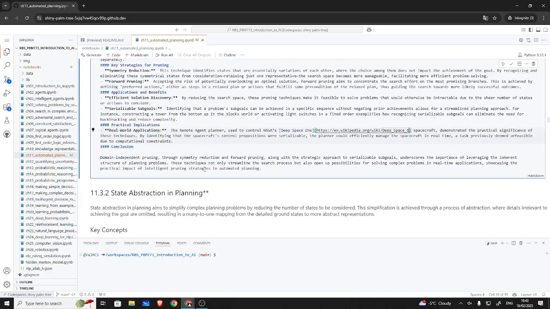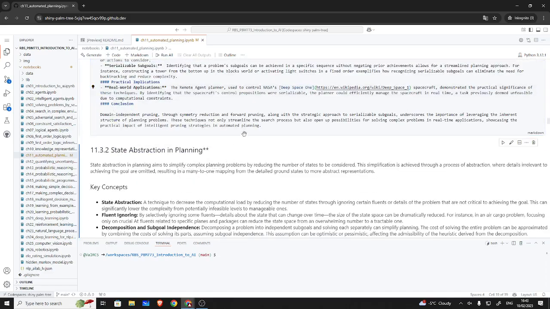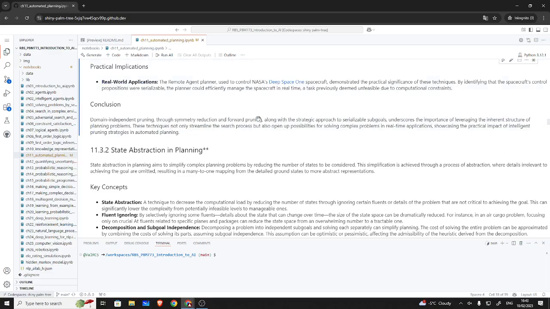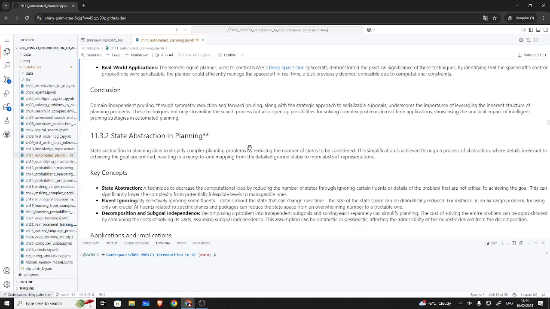So, state abstraction, right? Next step. Basically, we can try to simplify these complex problems by reducing the number of states. So we ignore certain things. What can we ignore, basically? Unfortunately, I don't have any good examples here of how you would ignore something.